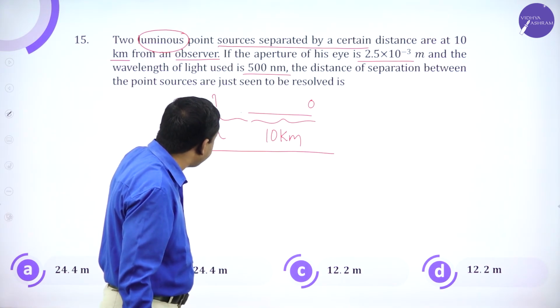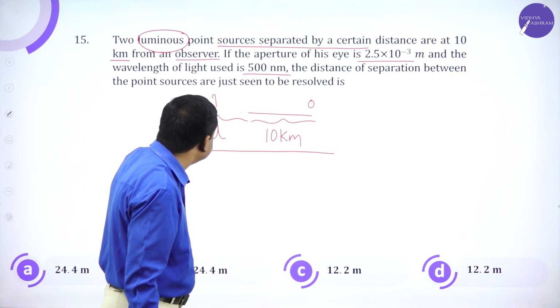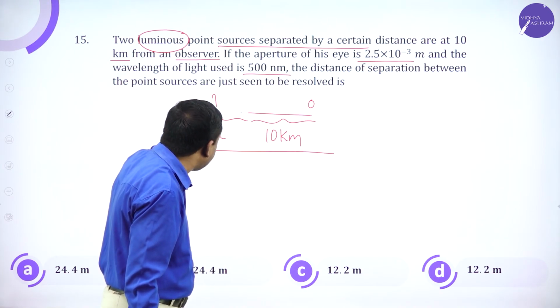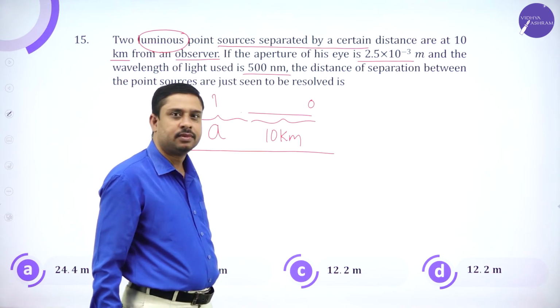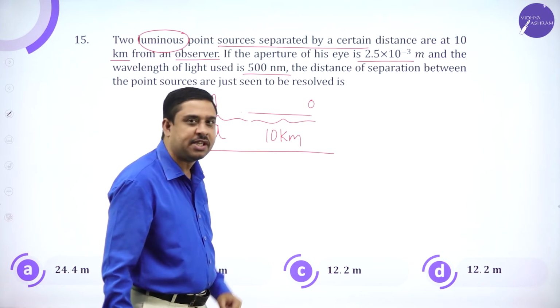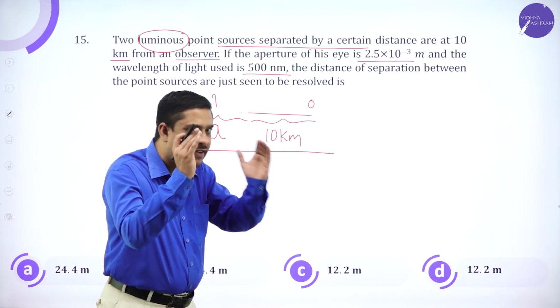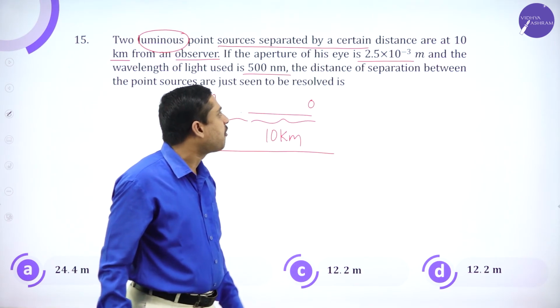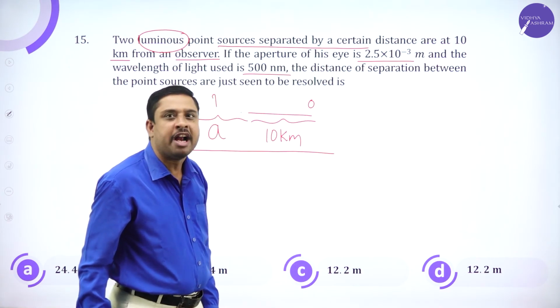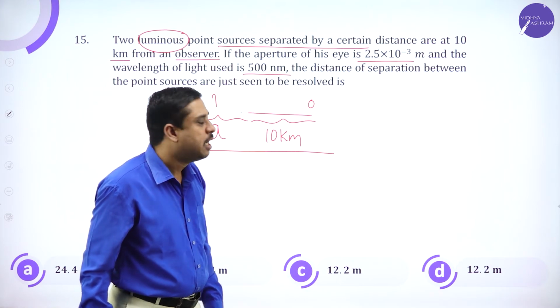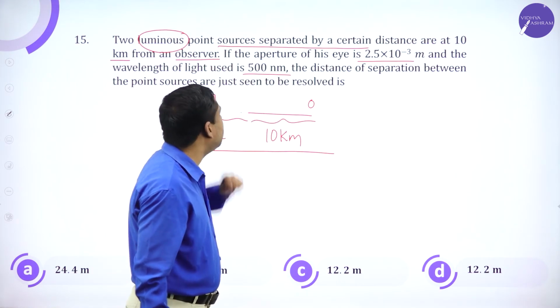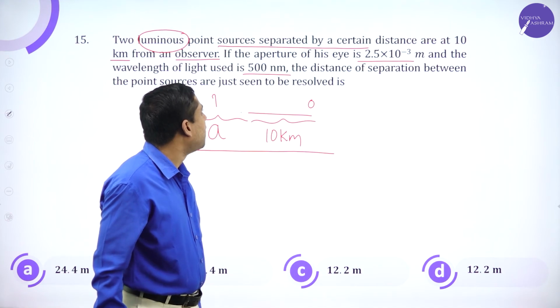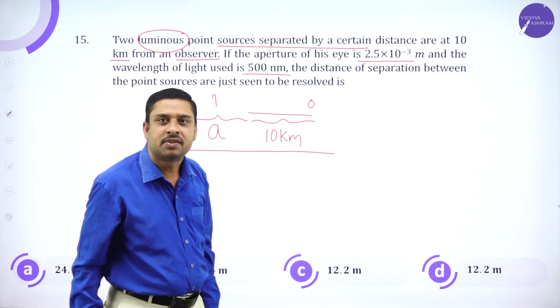They are separated by a distance what I call as A. Here is an observer. He is observing the point sources. Aperture of his eye is 2.5 millimeters. And to observe, wavelength of light used is 500 nanometers.